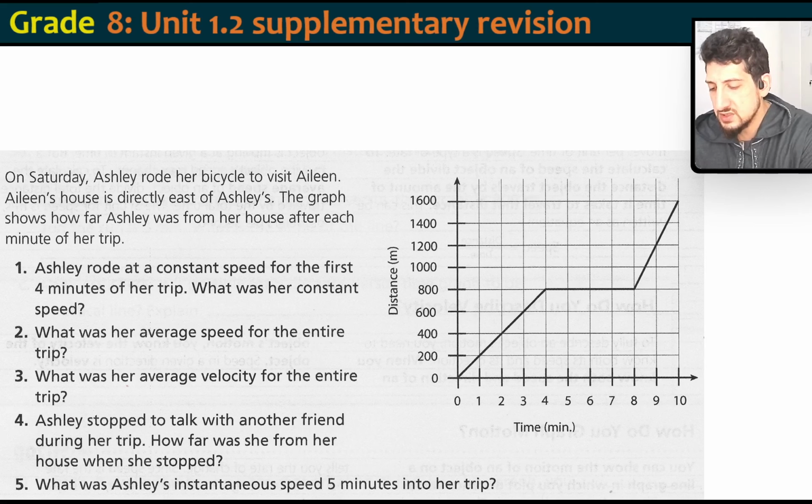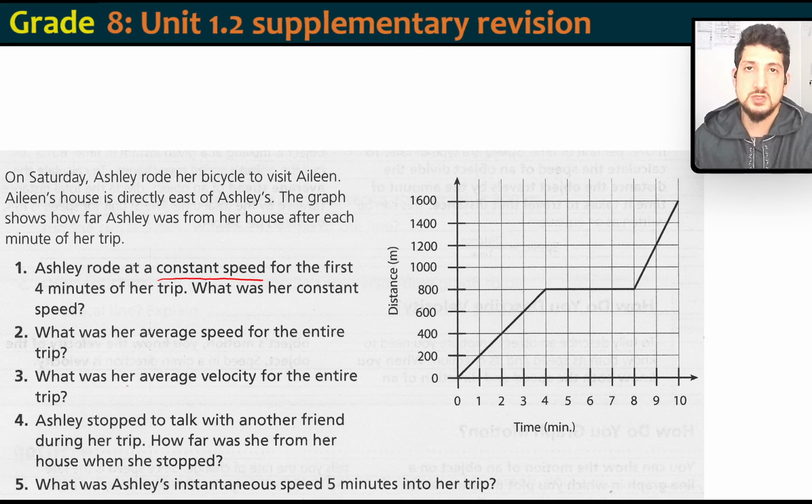What does the word constant speed mean? Constant speed, if you remember, means it's not changing. Constant rate means it's a straight line. It is not changing. The acceleration is constant, i.e. zero. Sorry, the acceleration is non-existent in this case. There is no acceleration because it's constant speed.